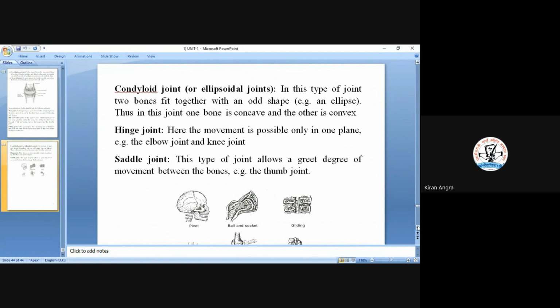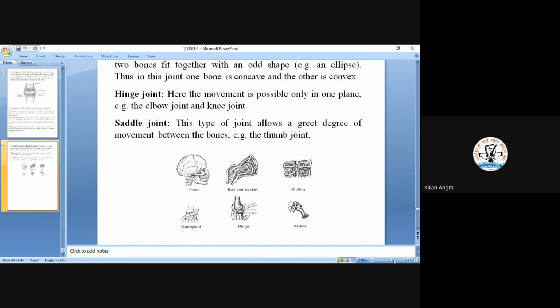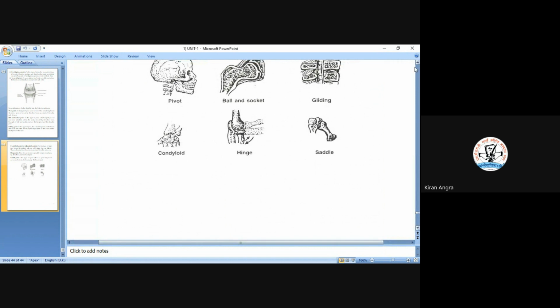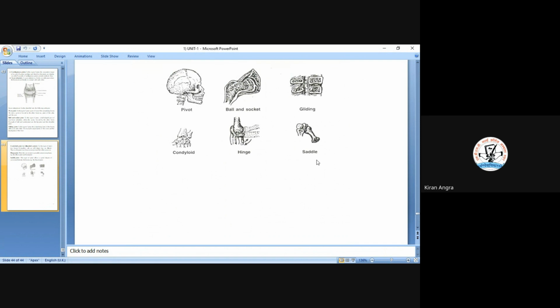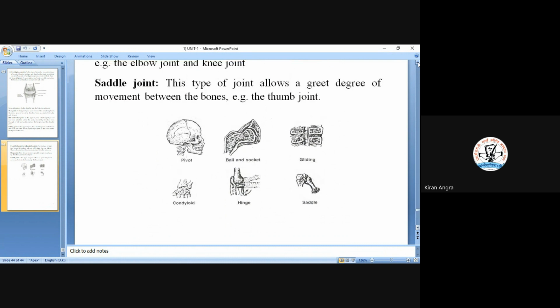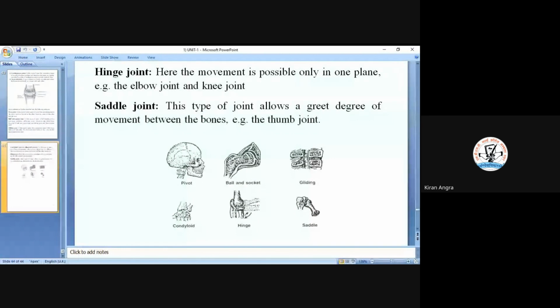Then the saddle joint. This type of joint allows a great degree of movement between the bones, for example the thumb joint. And there is the ellipsoidal joint. In this type of joint, the two bones fit together with an odd shape. In this joint, one bone is concave and another bone is convex. In this way, these are the different joints available in the skeletal system.